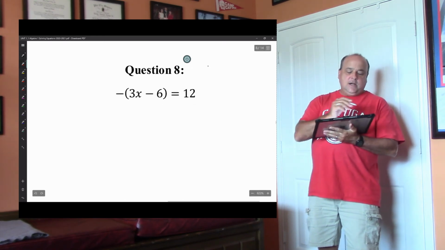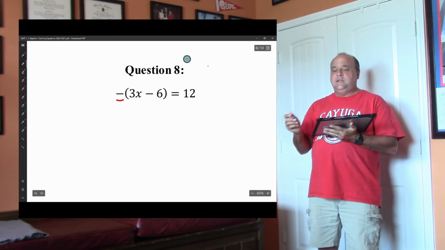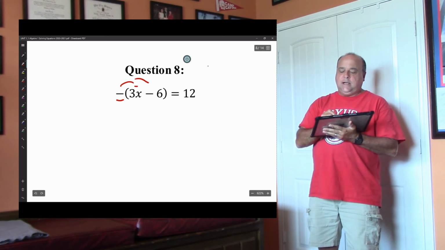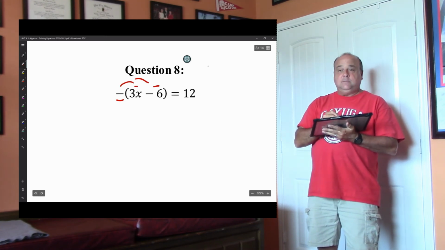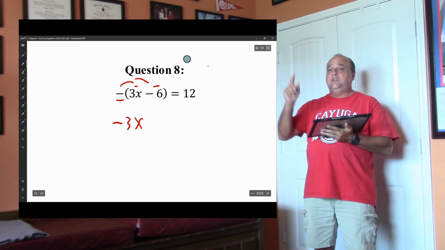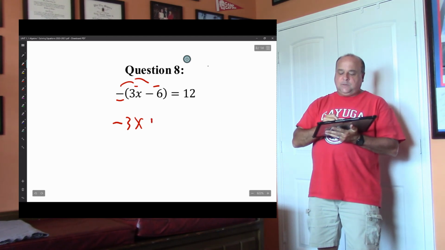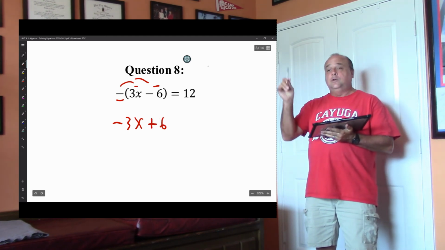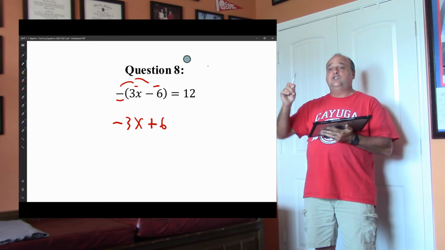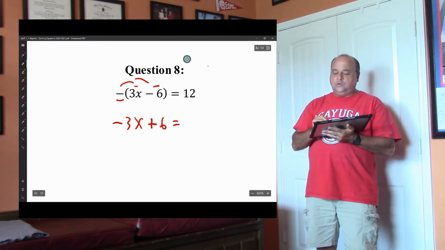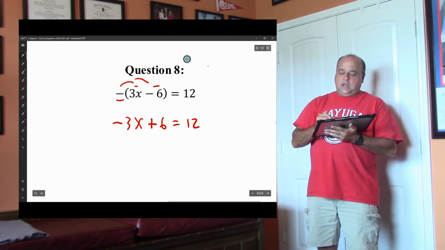Okay, on question 8, our bluebell truck is the negative sign, so we're going to distribute the negative. A negative times a positive is a negative. The number's 3, the letter's x. Do you see how I'm still doing sign, number, letter? A negative times a negative is a positive, and the number's 6. So notice the 3x and negative 6 just switched signs, didn't they? Equals 12. Draw a bar through the equal sign.